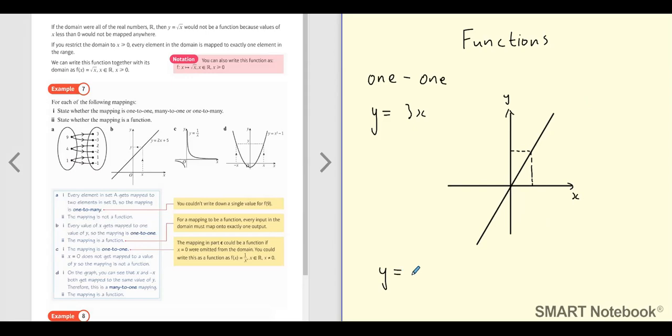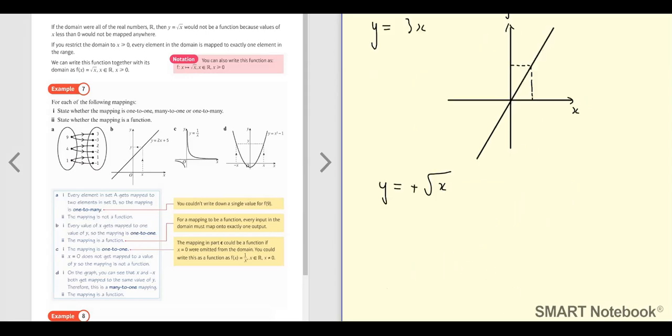If we had y equals positive square root of x, if we sketch that, that looks like this, because let's say we had 4 here, that would go up to there. Now, if I draw a line across, we can see it only hits the curve once. So this is a one-to-one. Okay.